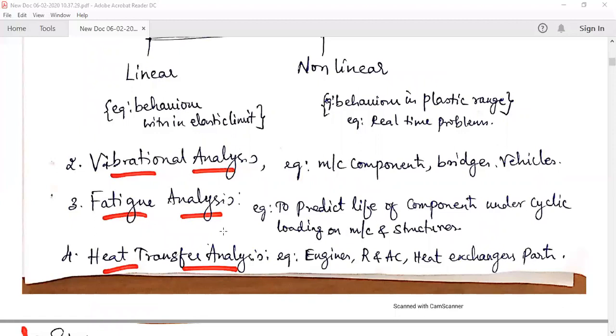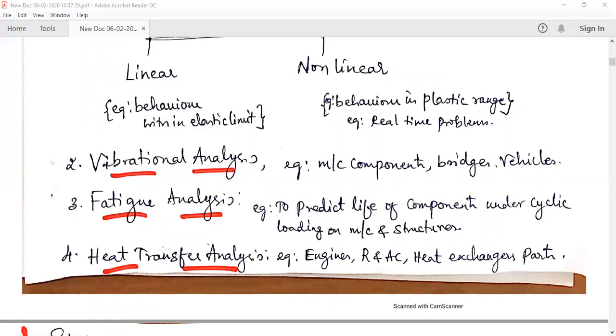FEM is widely used to perform fatigue analysis. Not only to predict the fatigue behavior, but also the presence of cavities, notches, and their effect. Okay, origin of cracks, how it propagates, and things like that.